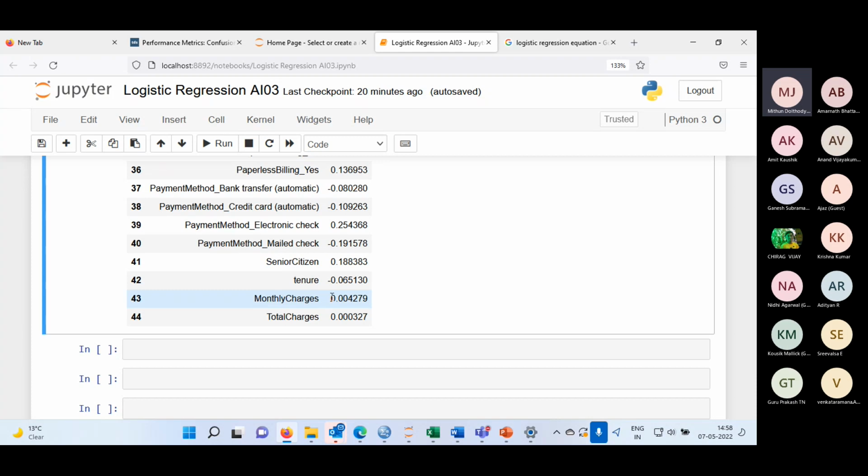So if you see a positive number here, it means that as monthly charges increase by 1 unit, or 1 rupee or $1, the propensity to churn will also go up. If total charges increase, your propensity to churn will also go up. That is the way we can interpret it.